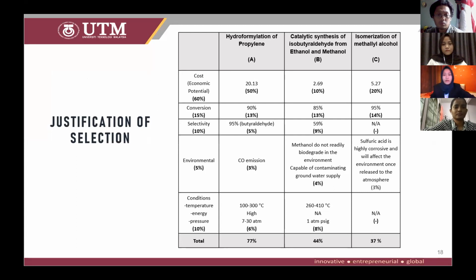So after a thorough evaluation, we have decided the best reaction path is the hydroformylation of propylene, as we can see from the table that it has the highest economic potential, highest conversion and selectivity. Also, it has moderate reaction conditions. So the best reaction path for our plant is the hydroformylation of propylene. Okay, so next.